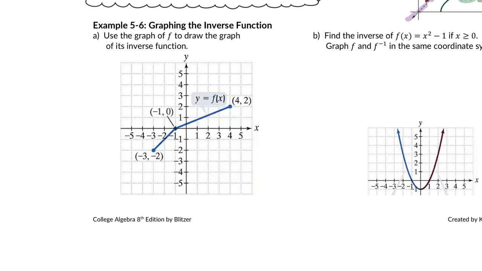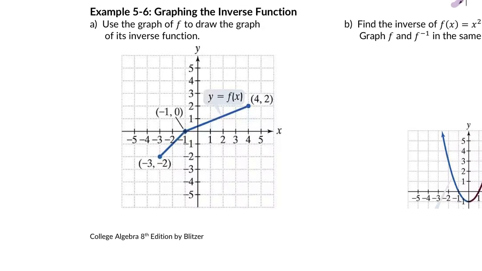In example 5, it says to use the graph of f to draw the graph of its inverse function. First things first, does this pass the vertical line test? It is a function. Does it pass the horizontal line test? Its inverse is a function. Is this a one-to-one function? Yes, because the answer to vertical and horizontal was both yes. So if we're plotting the points, all we're going to do is take these coordinates and do what with the x and y? Switch them. Yes, flip, but let's use the word switch.